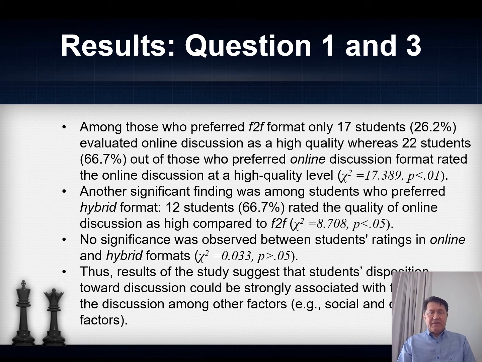Another significant finding was among students who preferred hybrid format. 12 students, 66.7% again, rated the quality of online discussion as high compared to those who preferred face-to-face. And again, we have significant chi-square results. However, no significance was observed between students' ratings in online and hybrid formats. Therefore, results of the study suggest that student disposition, or I may say predisposition, toward discussion could be strongly associated with their evaluation of the discussion, among other factors, social and cultural, for example.